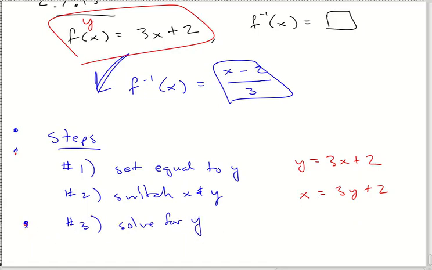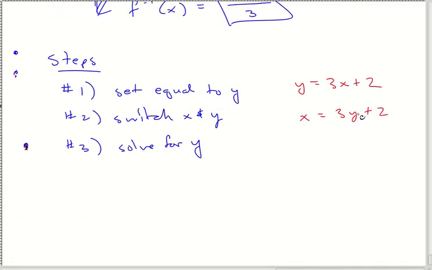That's it. So now this is actually the real math. I need to get y by itself. I'm going to first off minus 2 on both sides. Then I'm going to divide by 3.